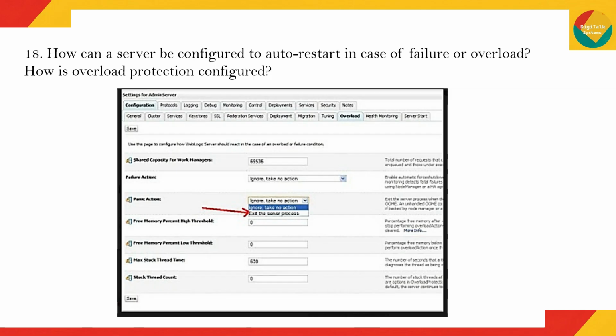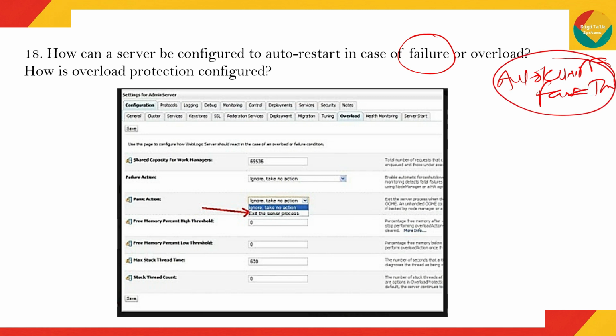How can a server be configured to auto restart in case of failure or overload? How is overload protection configured? So failure we have already seen, right? You have AutoKillIfFailed. This is a parameter. If it is true, then your node manager will automatically kill a server which is in a failed state. Now, second is the overload state.